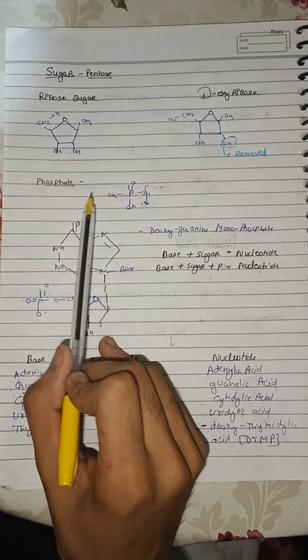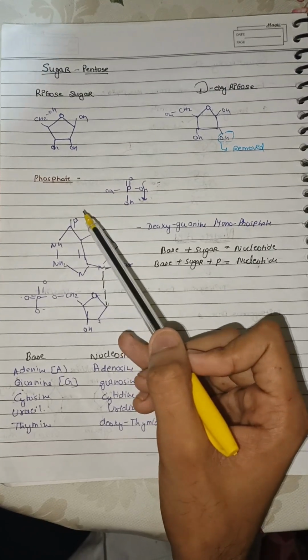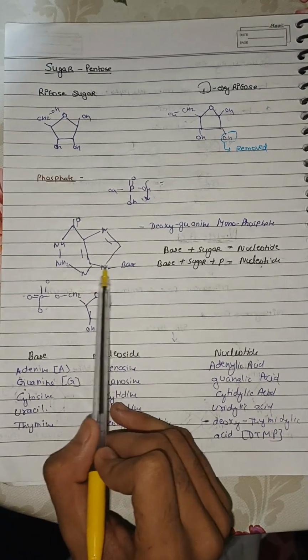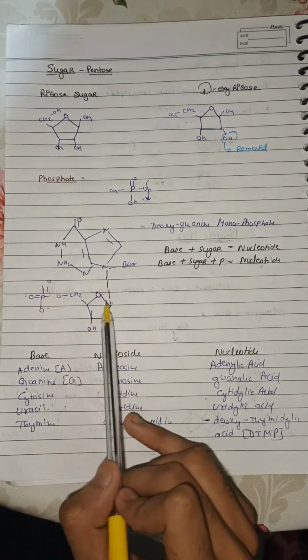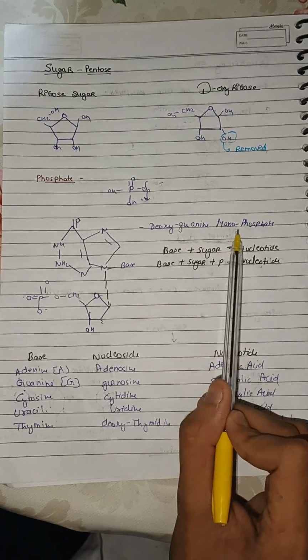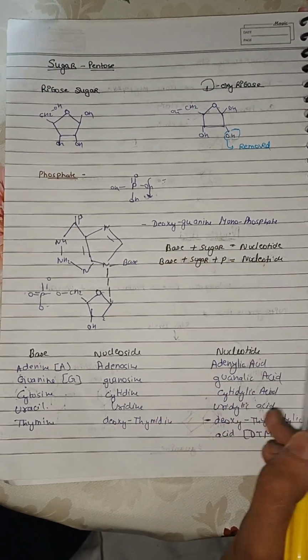The third is the phosphate group that attaches to the ribose sugar and the nitrogenous base and forms the nucleotide. We can see this is the structure of guanine, this is the phosphate group attached, and this is the ribose sugar, and they form deoxyguanine monophosphate, which is base, sugar, phosphate, which forms the nucleotide.